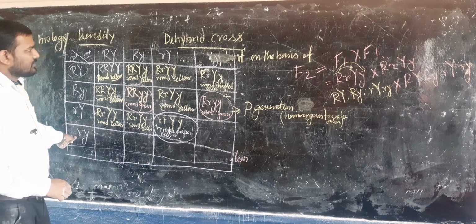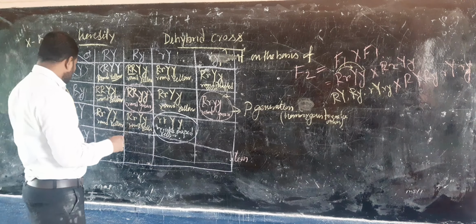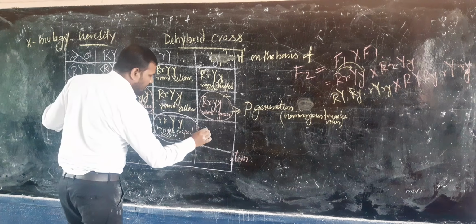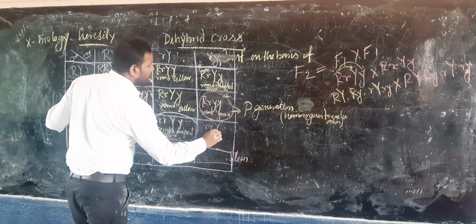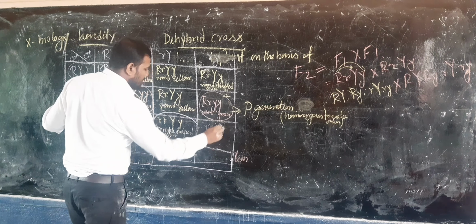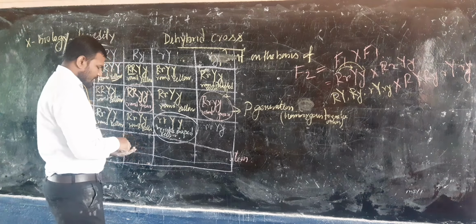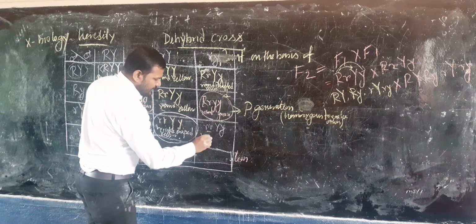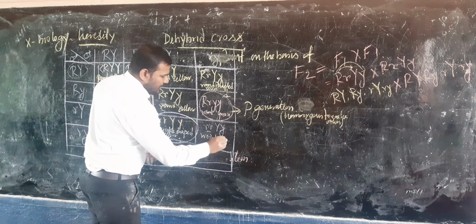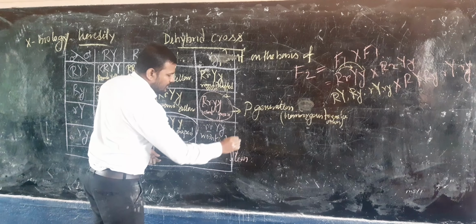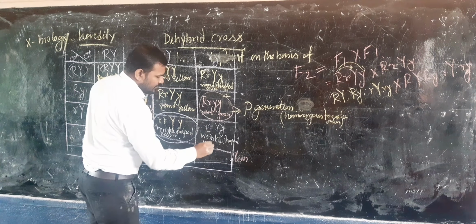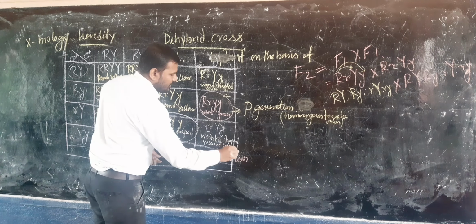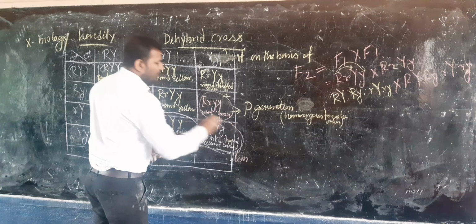Now next, these are going to fertilize with that. Small r, capital Y, small y. These will also be the wrinkle shaped yellow color. Small r for the wrinkle shaped. Wrinkle shaped yellow color. This is another type of variation.